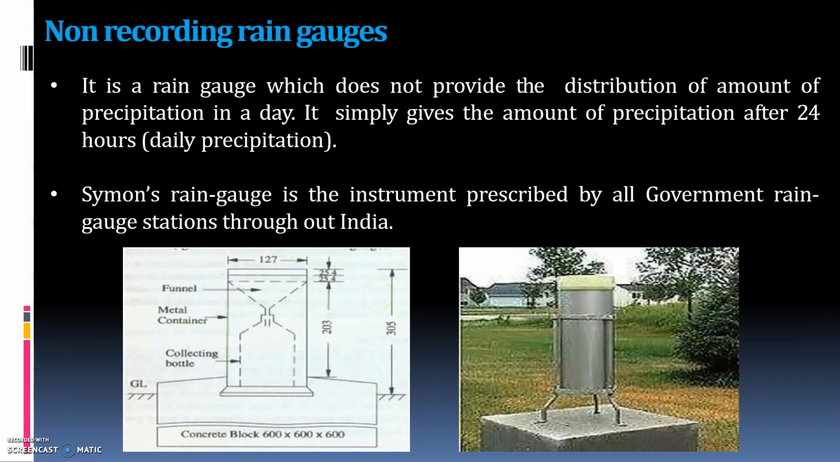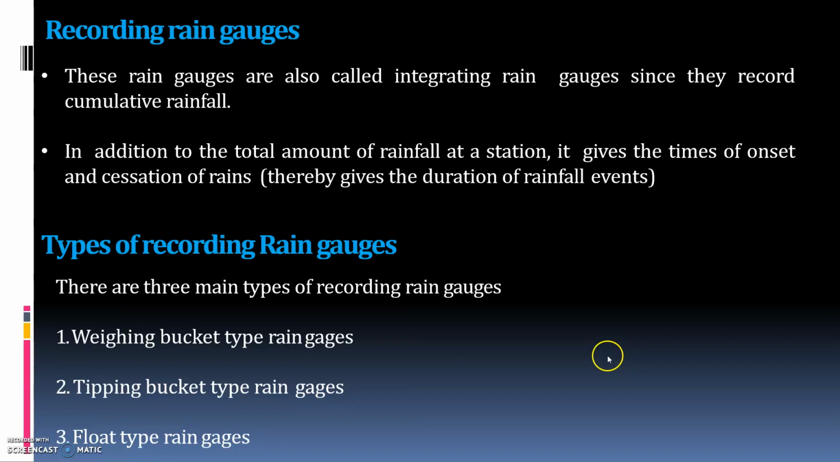Non-recording rain gauges. It is a rain gauge which does not provide the distribution of the amount of precipitation in a day. It simply gives the amount of precipitation after 24 hours. It is daily precipitation. Simon's rain gauge is the instrument prescribed by all government rain gauge stations throughout India. This is the instrument of non-recording rain gauge.